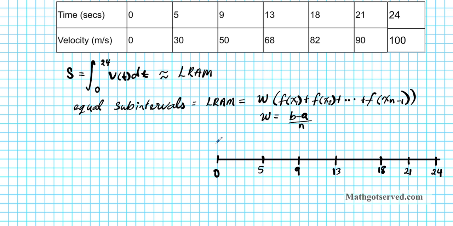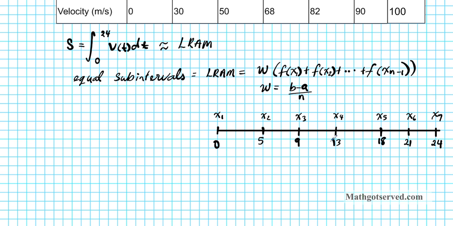Let's enumerate our calibrations here. This is x1, x2, x3, x4, x5, x6, and x7. For your left rectangular approximation, you're going to pick all the points to the left of the right endpoint. So we're going to neglect x7 here. Let's go ahead and find out what our widths are.